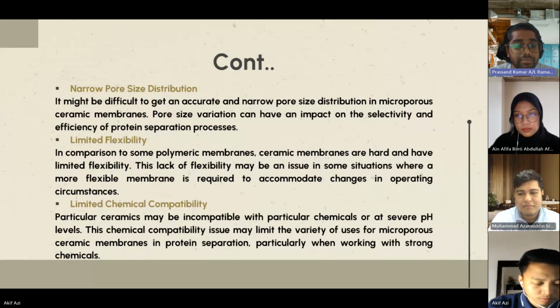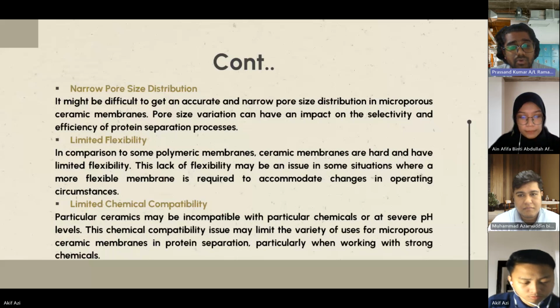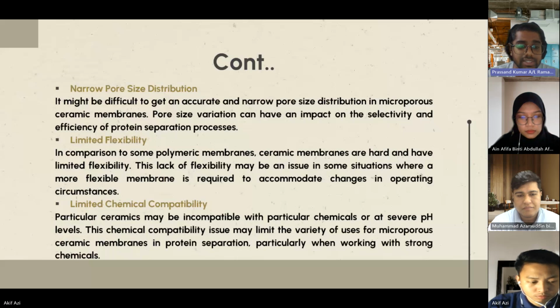And then the next one will be limited flexibility. In comparison to some polymeric membranes, ceramic membranes are hard and have limited flexibility. This lack of flexibility may be an issue in some situations where a more flexible membrane is required to accommodate changes in operating circumstances. And the last one will be limited chemical compatibility.